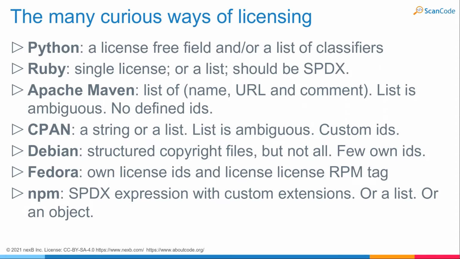So NPM is the Node Package Manager, which is used mostly for JavaScript. It is using SPDX license expressions with custom extensions for certain IDs, which makes it a bit complex. Or it can be a list, or it can be an object. I've seen also in some cases older versions that were using a list of objects. So all of a sudden, if you have a list, a string, or a mapping kind of object, a JSON object, that starts to be always problematic.